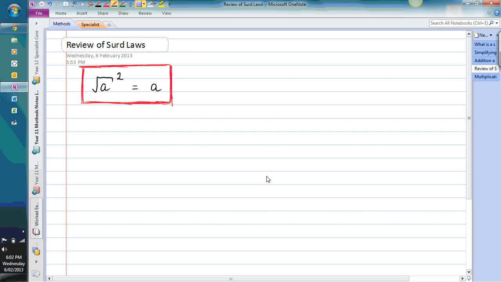Before we continue solving problems involving surds, I want to just quickly review the surd laws. That is, the laws that surround how surds operate with each other and what happens when you multiply and divide and square them. The first law that we're going to look at is this one here.